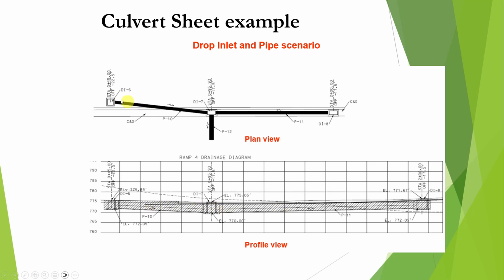So when you look at the profile of it, you'll see the drop inlet, the drop inlet, drop inlet, and from this point it's going towards us. It's draining towards us. Usually you'll see the flow arrows in here again, but sometimes you'll see the slope that the pipe runs.